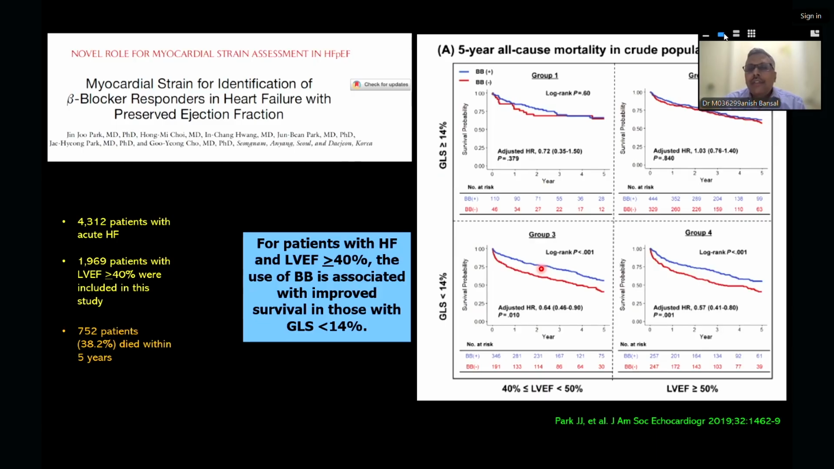But this study suggested that if we are using beta blocker for some other indication, maybe even for CAD or hypertension, then the patients with reduced GLS are likely to benefit. So this could be one indication where we could be using strain imaging for decision making regarding therapy.